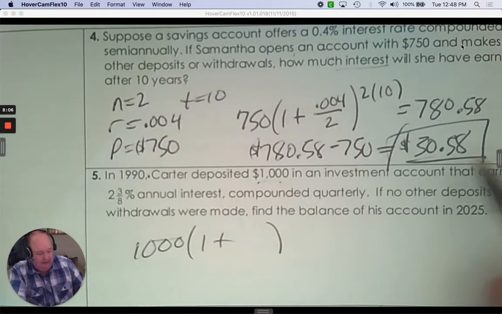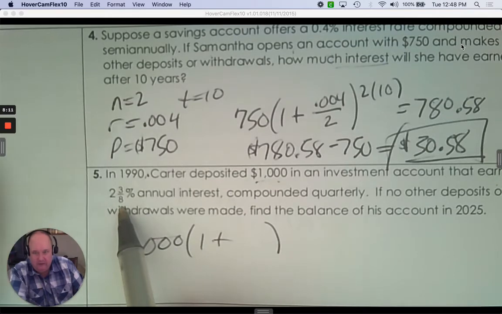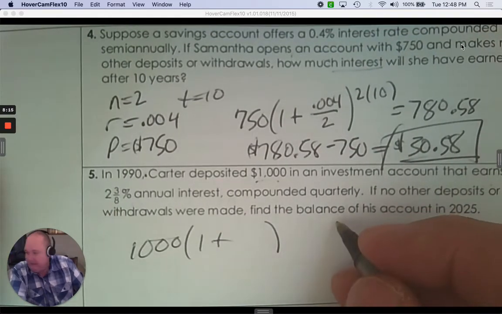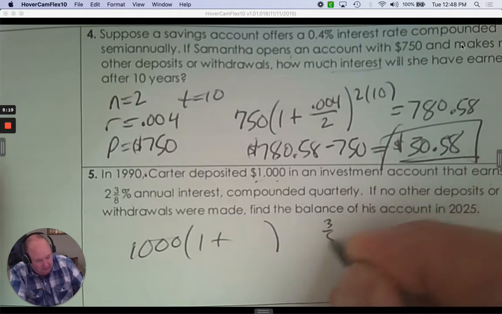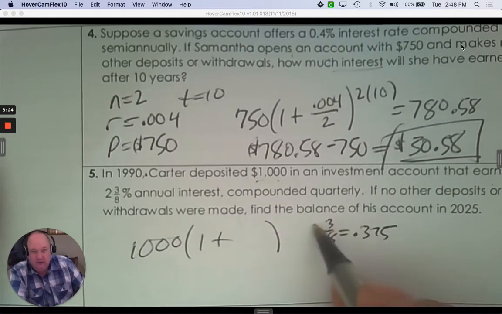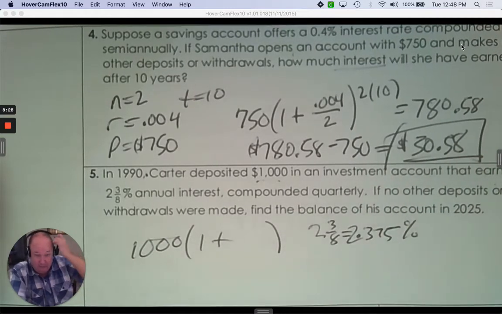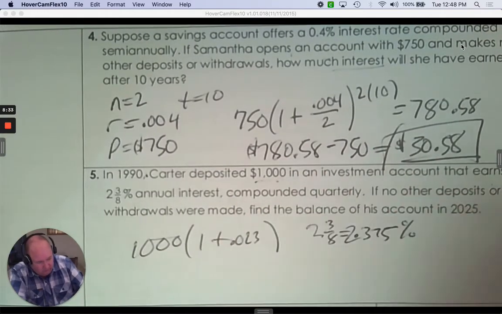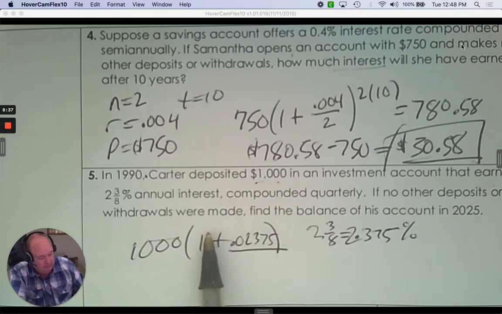Number 5. In number 5, Carter deposited $1,000 in 1990. That earned 2 3/8 percent. Well, that's tricky. Why did they do that to me? So, how do you change that to a decimal? So, 3/8 means 0.375, just so you know. So 2 3/8 would be 2 point that. That's what it'd be like as a percent, and then you move the decimal. So that's 0.02375.